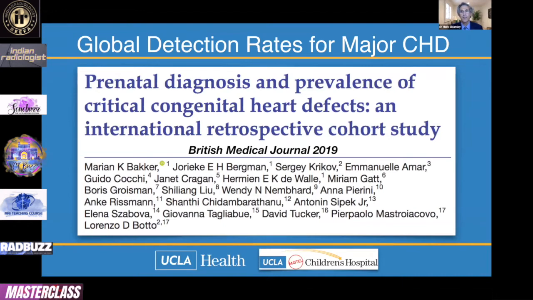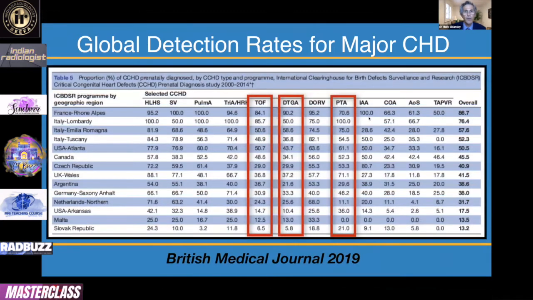This is global detection rates for major congenital heart disease. This is a great paper, by the way, I found. British Medical Journal, came out a couple years ago, for international detection rates. And in this talk, we're talking about tetralogy, transposition, and truncus arteriosus. On the left, you can see different programs around the world, and this is the detection rate that each program has for the various lesions. You could see the overall detection rate goes from 13% all the way up to 90%.